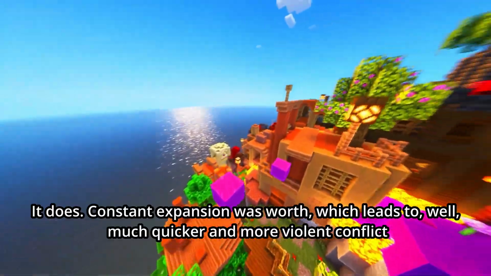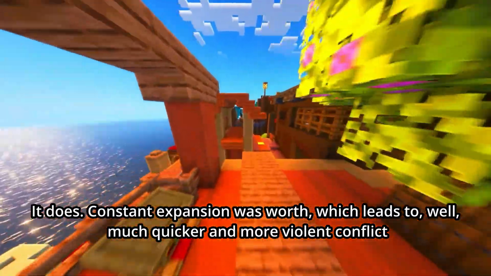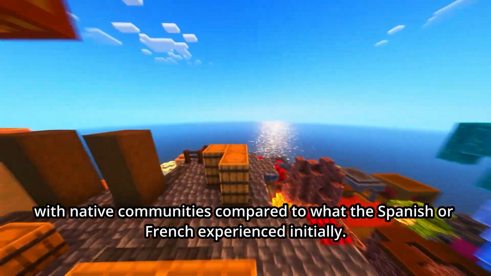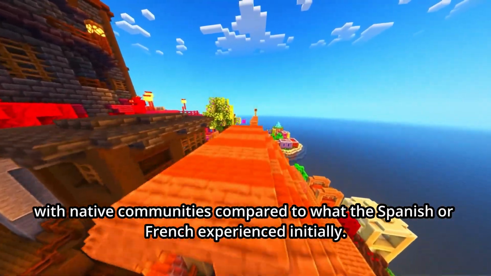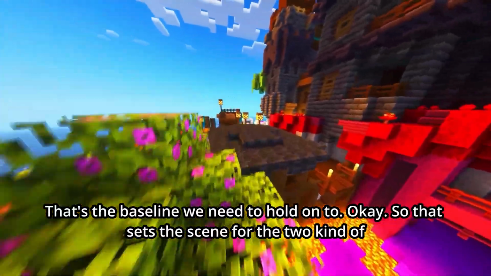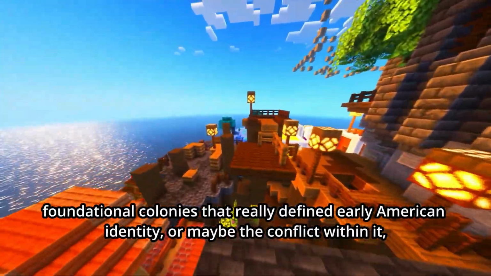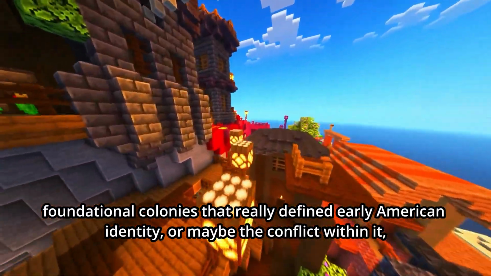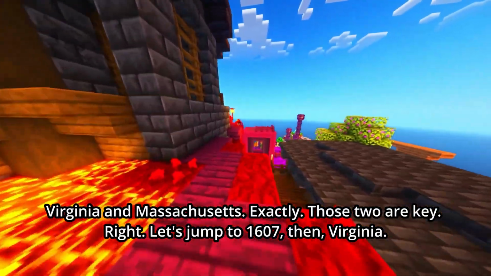It does. Constant expansion westward, which leads to, well, much quicker and more violent conflict with native communities compared to what the Spanish or French experienced initially. That's the baseline we need to hold on to. Okay, so that sets the scene for the 2 foundational colonies that really defined early American identity, or maybe the conflict within it, Virginia and Massachusetts. Exactly. Those 2 are key.